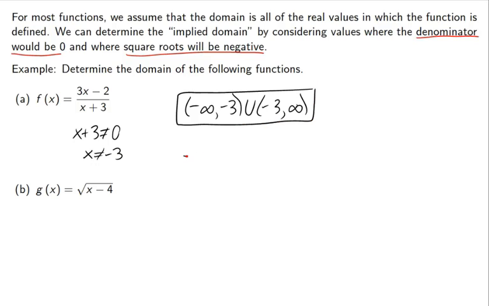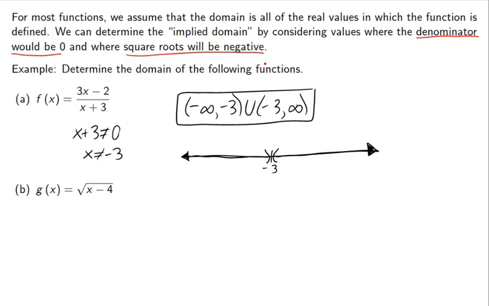And just to give you a little graph as to where I got that from, if I need to remove negative 3, well, I'm going to get everything to the left of it. Don't include it, but then I'll pick right back up at negative 3 and keep going and get everything else. So all the real numbers but negative 3 look like this in interval notation.